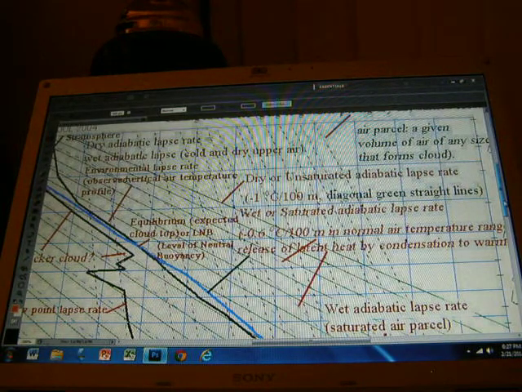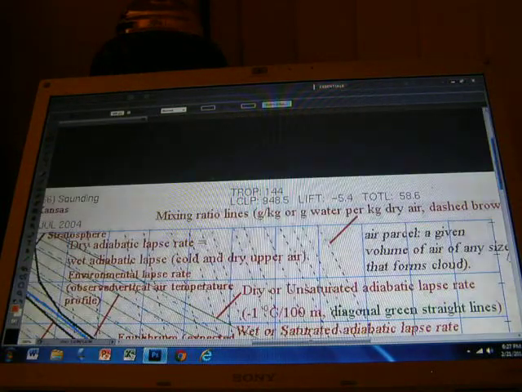The other line here is the dash brown straight line, the mixing ratio lines, which show how many grams of water vapor per kilogram of dry air can be held or already is held.